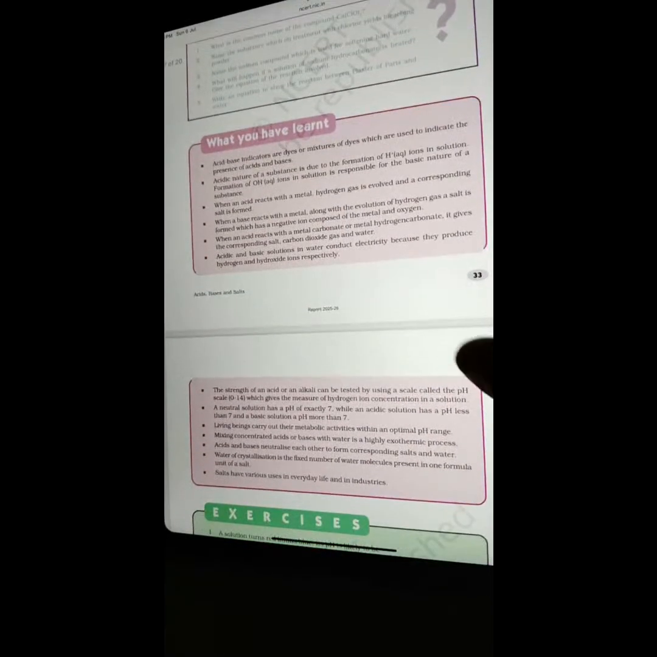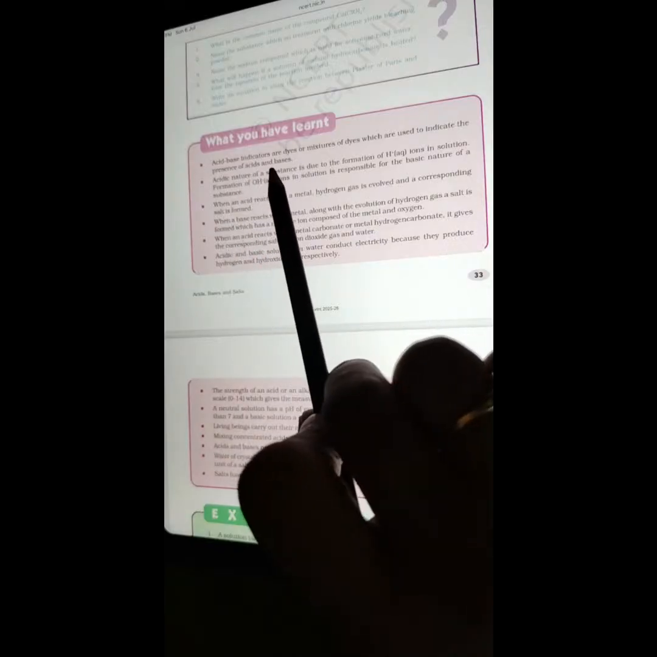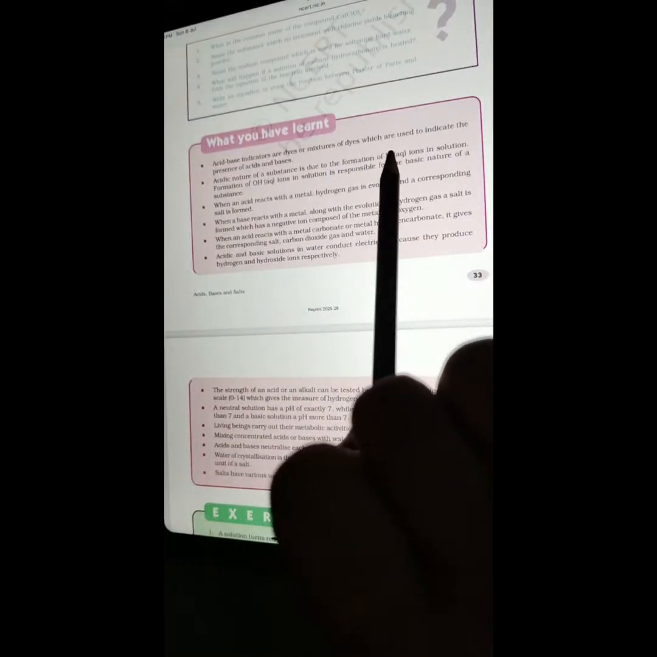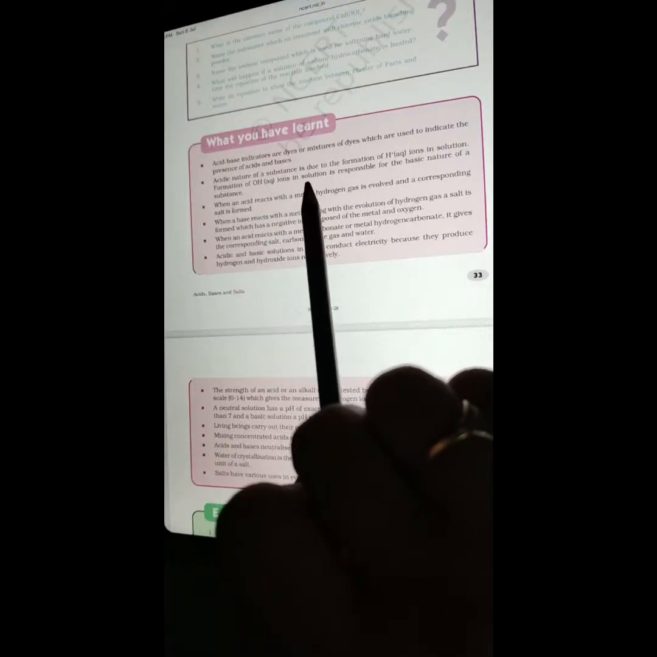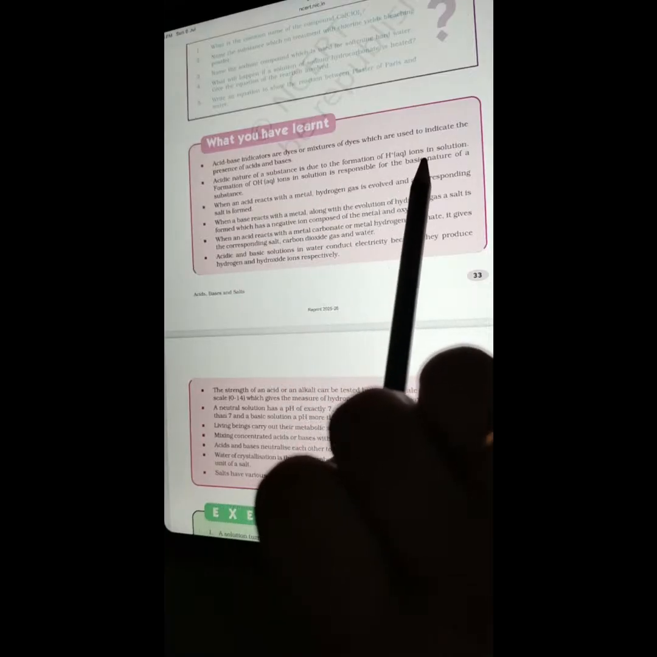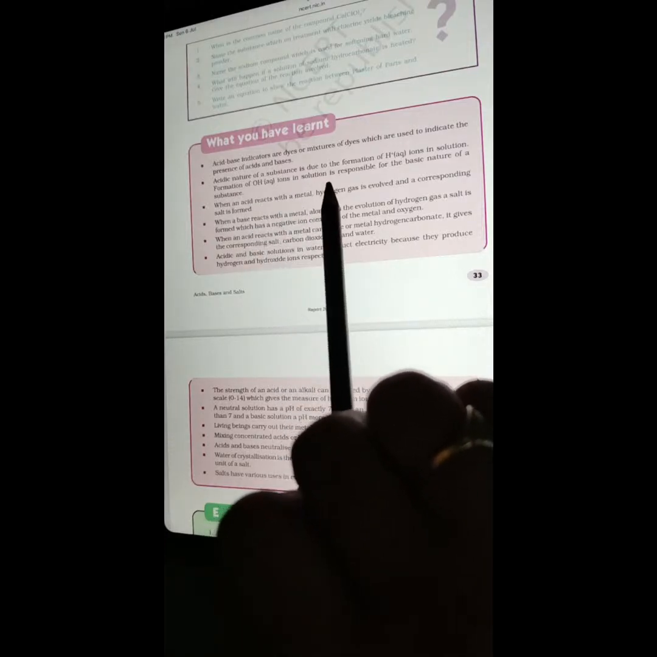So the summary of the chapter: acid-base indicators are dyes or mixtures of dyes which are used to indicate the presence of acids and bases. Acidic nature of a substance is due to the formation of H+ (aq) ions in solution. Formation of OH- ions in solution is responsible for the basic nature of a substance.